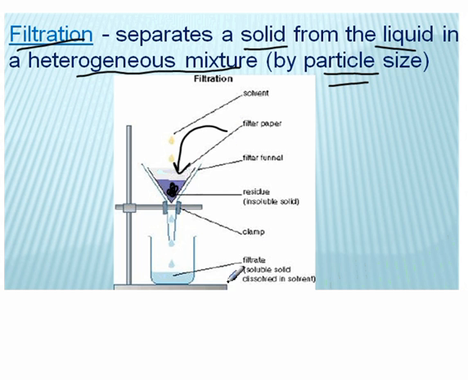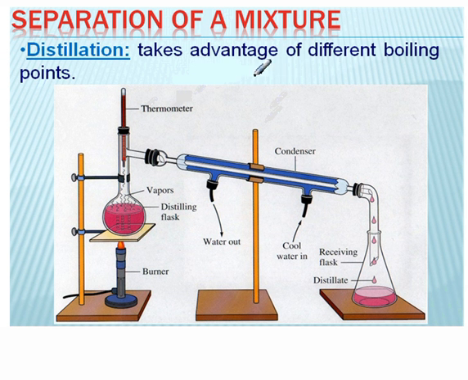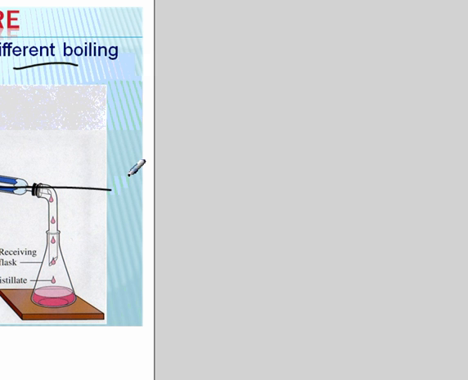The other thing is distillation. If we have things, for example, salt water, one of the things you can do in a lab is boil off the water. You can also separate water and alcohol if it's mixed together. So if you look right here, this is an example of distillation.